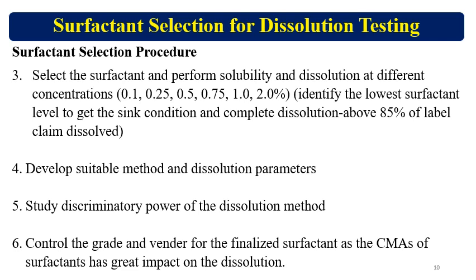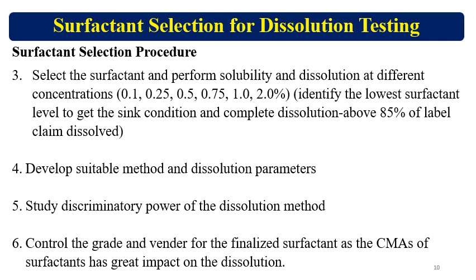Because see, some surfactants are available in different grades and from different vendors. So whatever surfactant you have used, that surfactant grade and vendor should be controlled. Also try to select the grade of the surfactant and the vendor at the time of initial studies only. Like when you are going to perform the solubility studies and the dissolution studies, that time only you finalize the surfactant grade and the vendors. Because these CMAs of the surfactants have great impact on the dissolution.